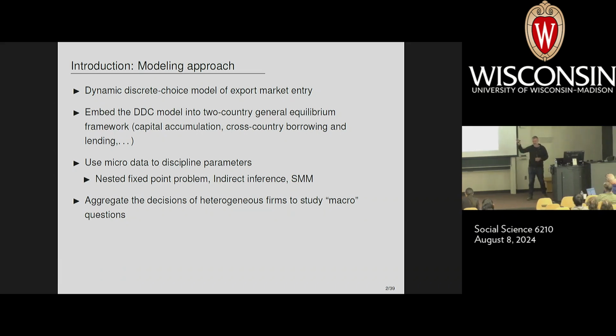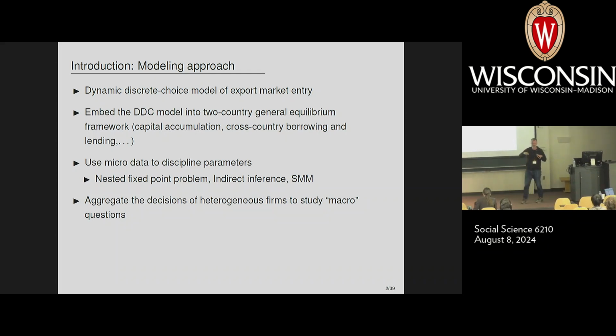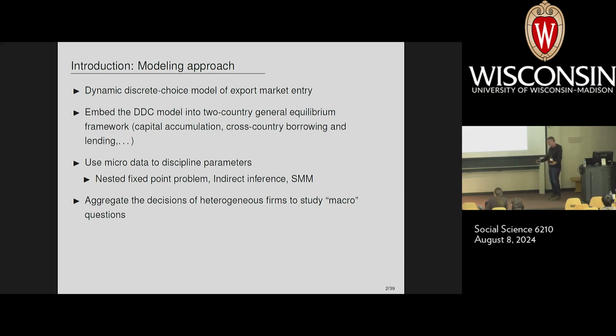But then I'm going to take that dynamic discrete choice model and embed it in a two-country general equilibrium model. Right? So now I've got firms in two countries. They're trading. Some of them are trading. And I can start answering questions about the aggregate. Now that's going to be more difficult. And so I'm going to make some simplifying assumptions in certain places to give me tractability.